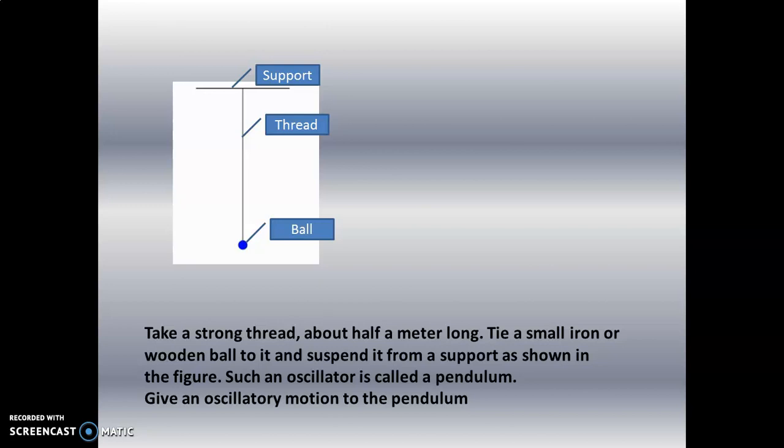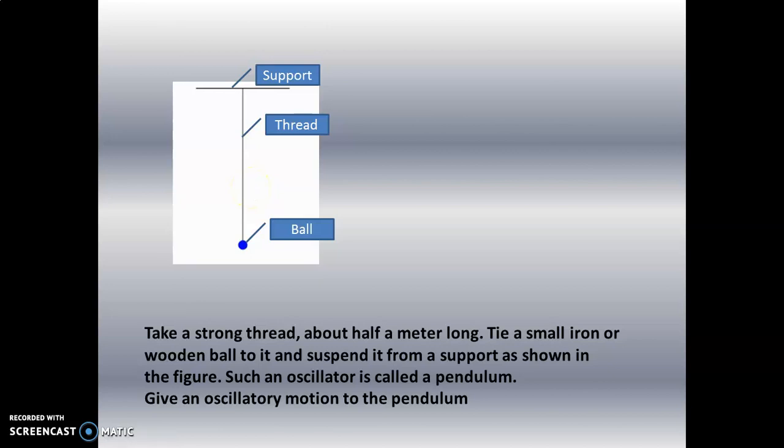Take a long thread about half meter long. Tie a small iron or wooden ball to it. This is the wooden ball or iron ball, and suspend it from a support as shown in the figure. So this is a support, this is a thread, and this is a metal ball which is attached to it. Such an oscillator is called a pendulum.